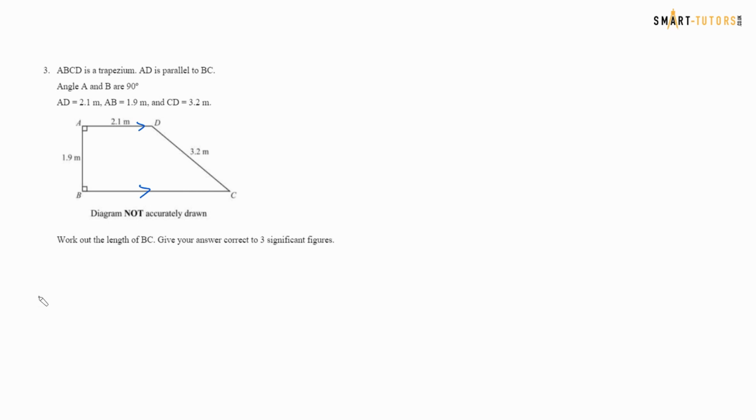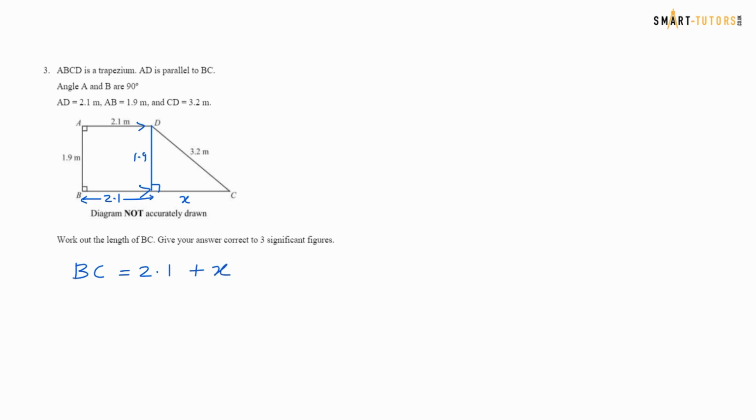I'm going to show you the quickest method. If I drop a perpendicular line here, this is going to be my 90 degrees. This is 2.1 up to here, and we need to find this length, x. And this has to be 1.9. You need to do a little bit of working to find BC. The answer BC is 2.1 plus x.